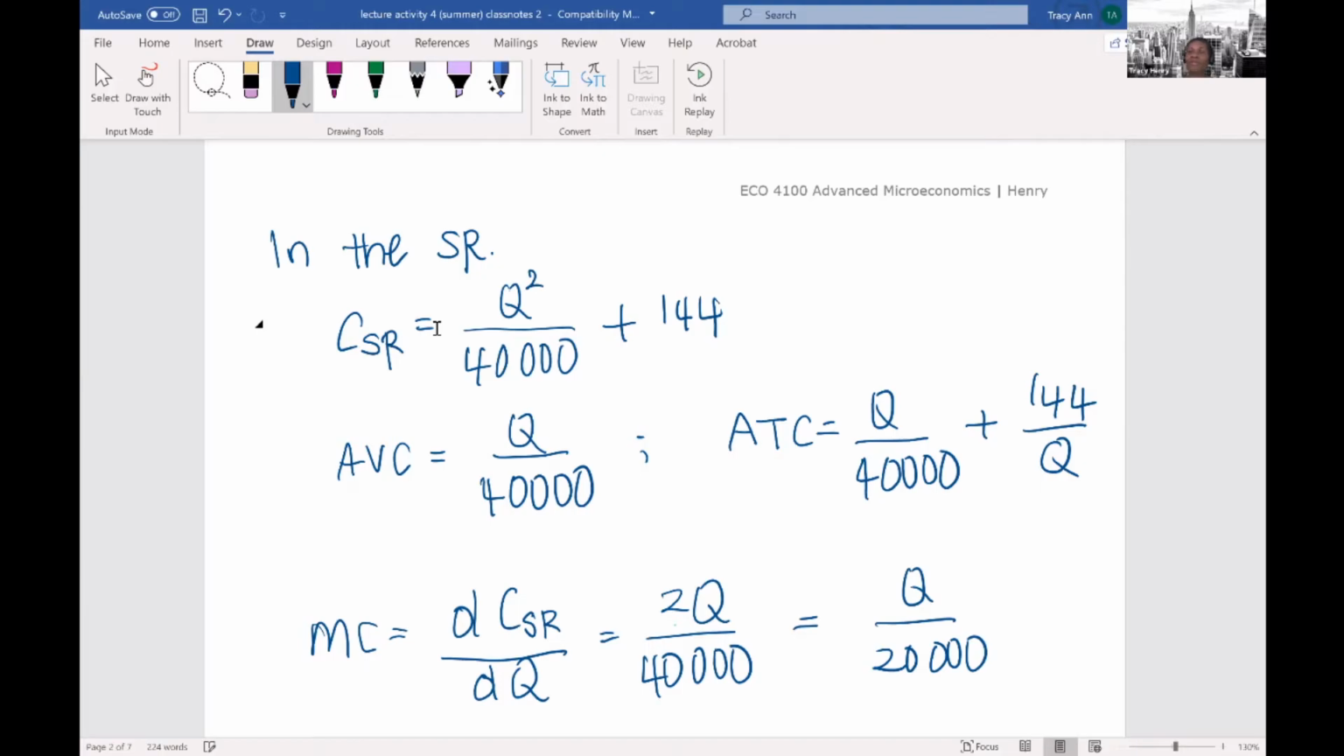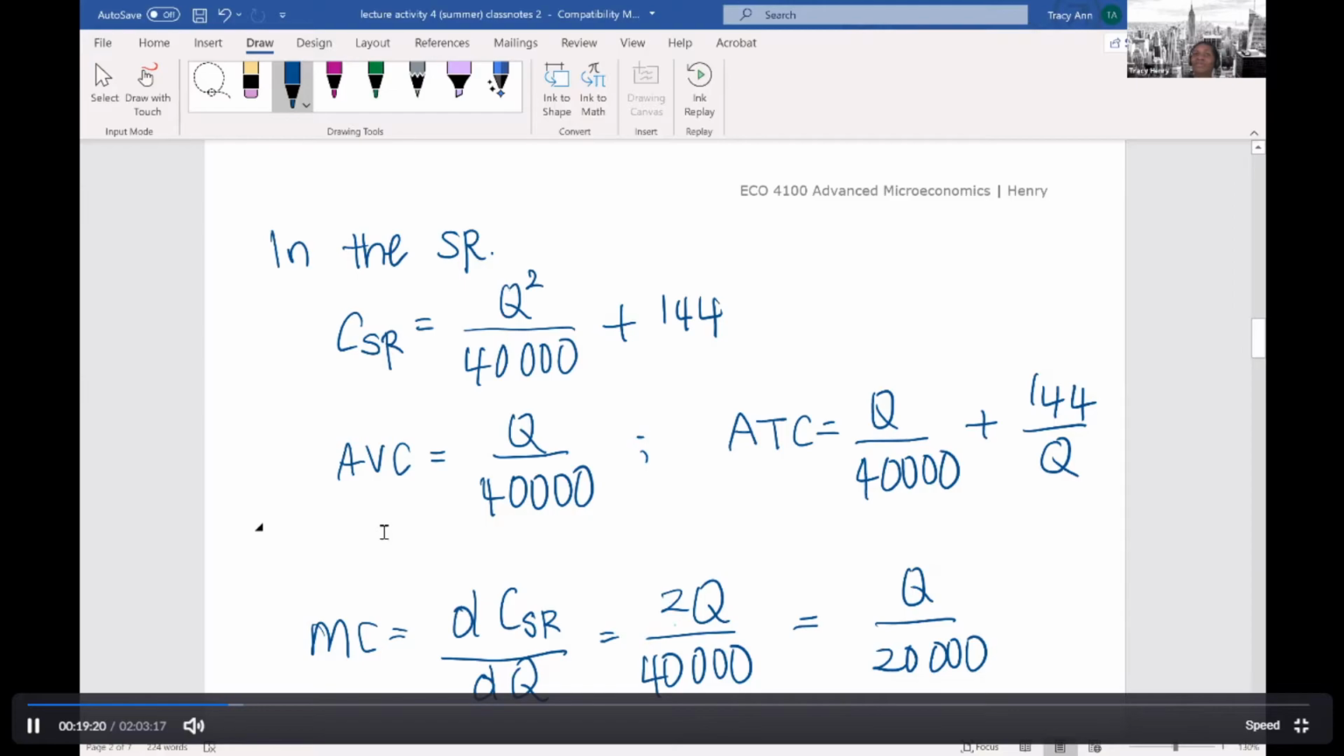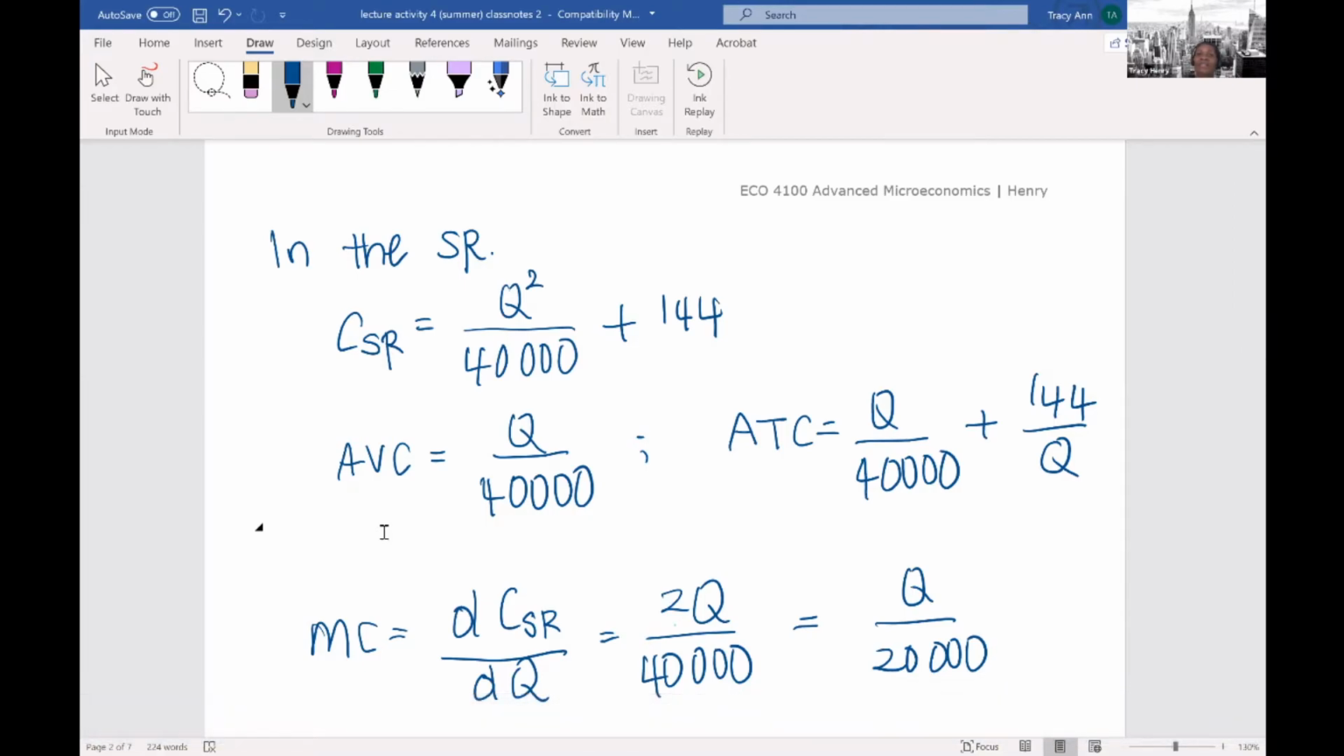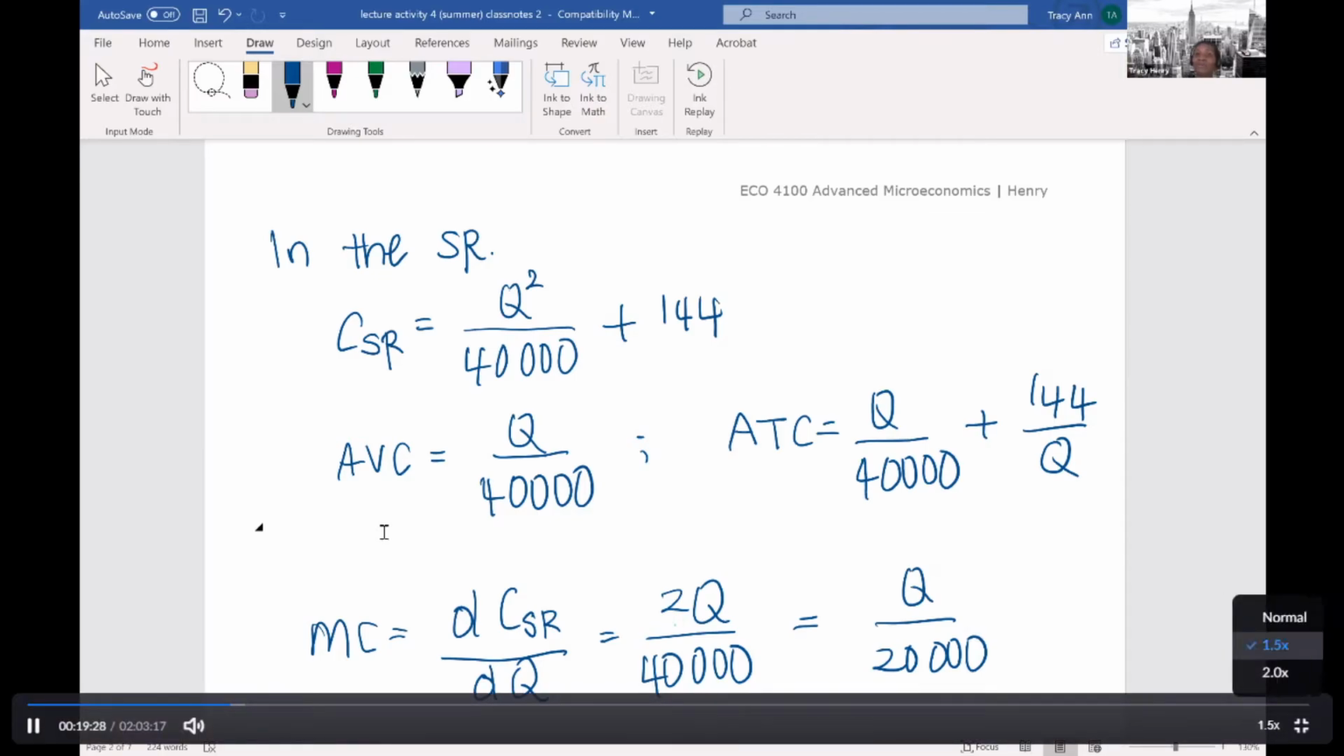Now, for those of you who like to imagine and sketch graphs, notice what is happening with our average variable cost function. When Q is equal to 0, no surprise, your average variable cost is equal to 0. When Q is equal to 1, average variable cost is 1 over 40,000. When it's equal to 2, it's 2 over 40,000. So you can see that your average variable cost is increasing with quantity.